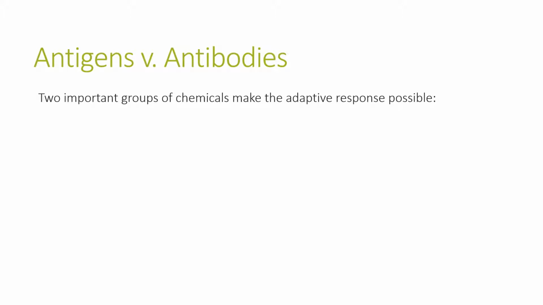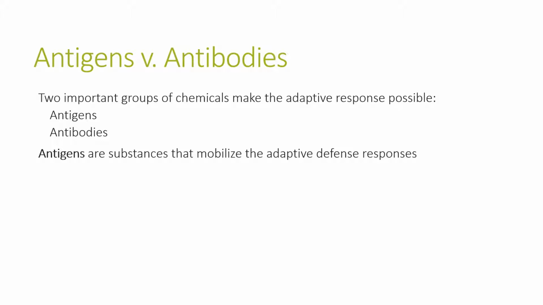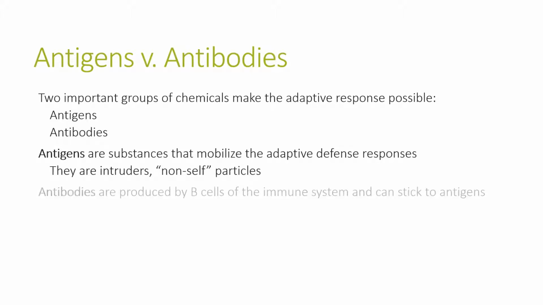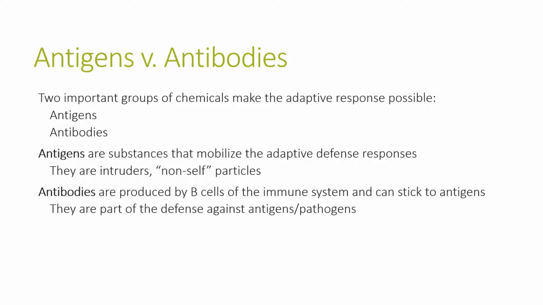Two important groups of chemicals make the adaptive response possible. These are antigens and antibodies. Antigens are substances that mobilize the adaptive defense responses. They are intruders, or non-self particles. Antigens are the indication of pathogens being present in the system. Antibodies, on the other hand, are produced by the immune system. Antibodies are produced specifically by B cells of the immune system and can stick to antigens. They are part of the defense against antigens and pathogens.